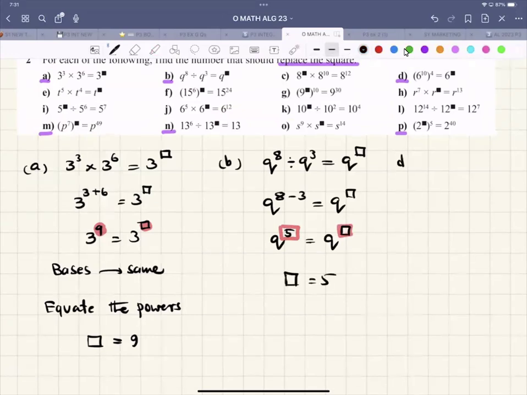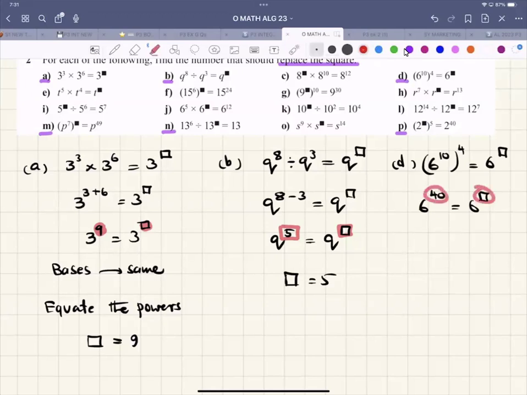Part D. 6 raised to power of 10 raised to power of 4 is 6 raised to power of this box. 6 raised to power of 40 is 6 raised to power of box. The bases are the same. The powers are equal. Therefore, this box is equals to 40.